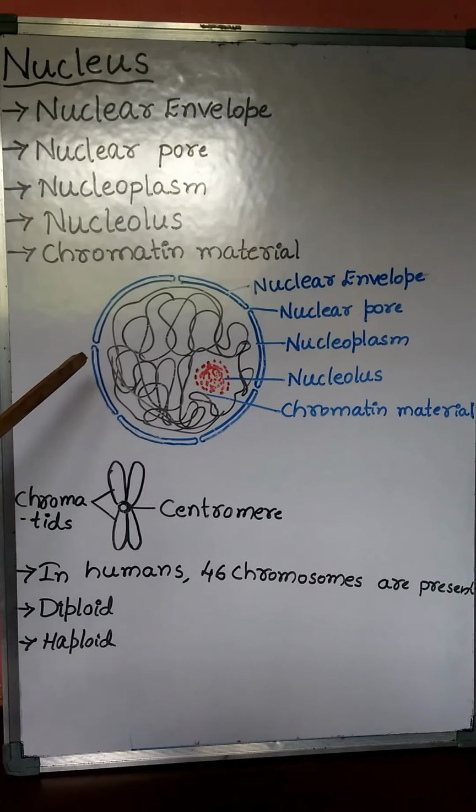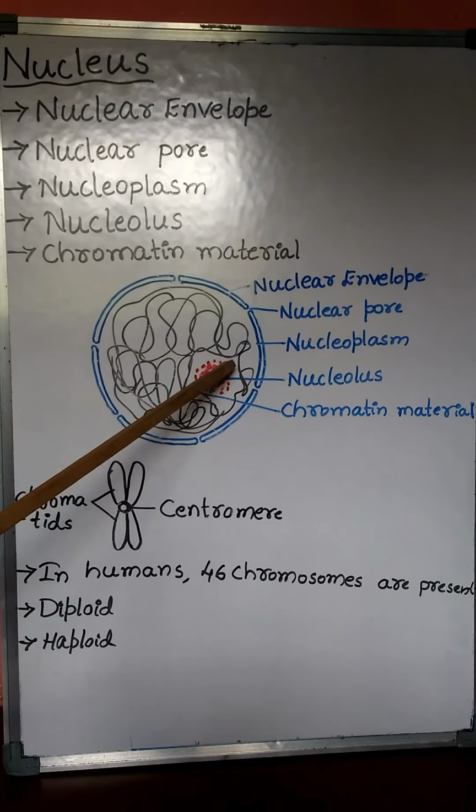Nucleus contains genetic information that controls all the cellular activities. The nucleus is the control center of the cell, hence it controls the cellular metabolism and cellular activities.